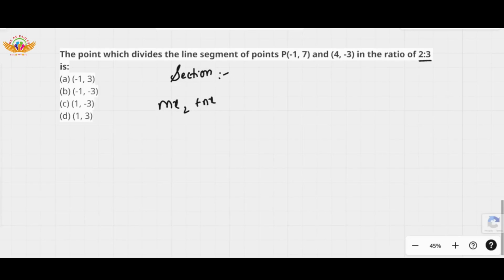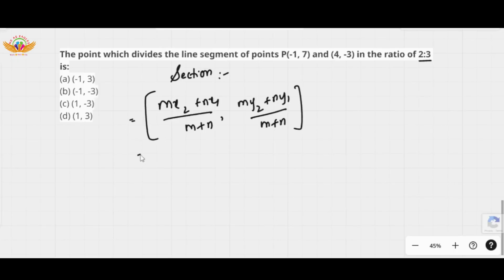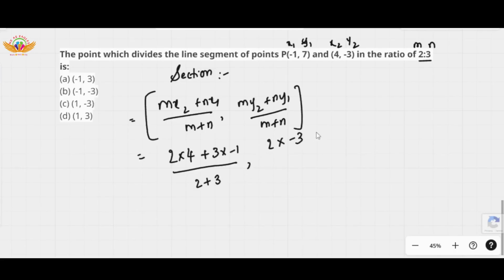The section formula is (mx2 + nx1)/(m + n), comma, (my2 + ny1)/(m + n). So what is m? 2. And what is n? 3. Here x1 is minus 1 and y1 is this, x2 is this and y2 is this. Yes, m is 2, x2 is 4. So 2 into 4 plus 3 into minus 1 divided by 2 plus 3, and 2 into minus 3 plus 3 into 7 divided by 2 plus 3.